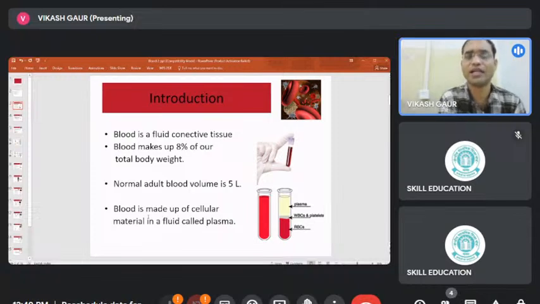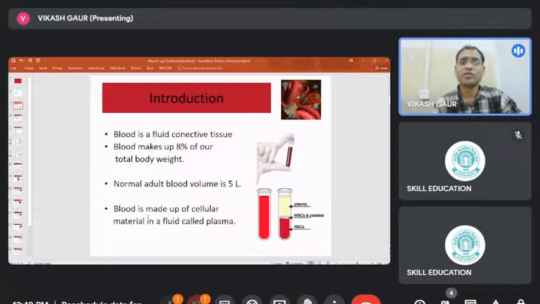What is blood? It is a fluid connective tissue. Why is it connective tissue? Because it connects various organs of the human body, and it transports various nutrition products. It also transports excreted products. So it is called connective tissue. It is in a fluid state, but it's called a connective tissue.